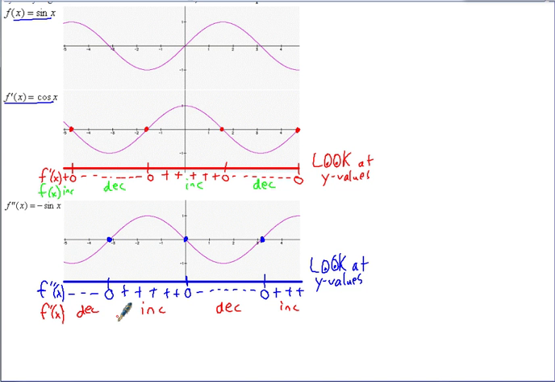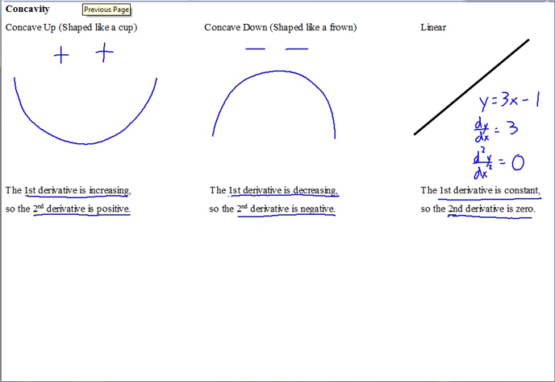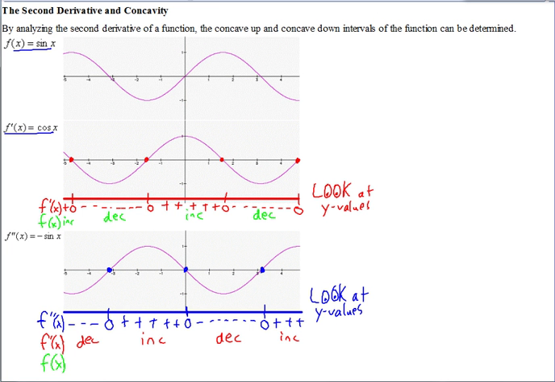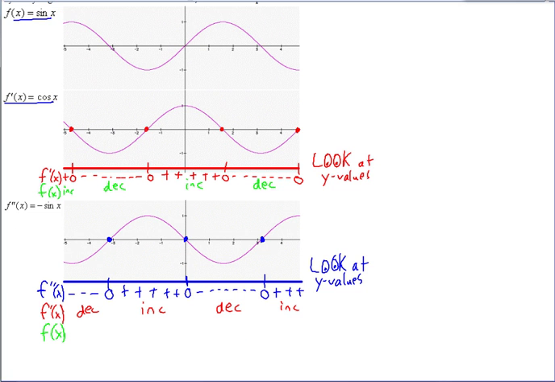So it does tell us that, and that's useful. However, what we're going to focus on today is actually what the second derivative tells us about the original function, f of x. And that goes back to what we saw before. Remember, we said when the second derivative is positive, it's concave up. The first derivative is increasing. And when the second derivative is negative, it's concave down because the first derivative is decreasing. So the second derivative is negative, the first derivative is decreasing, that means it's concave down.